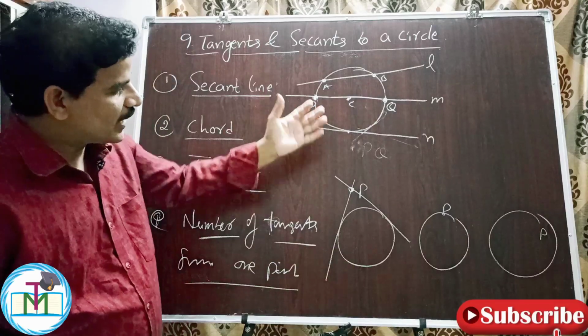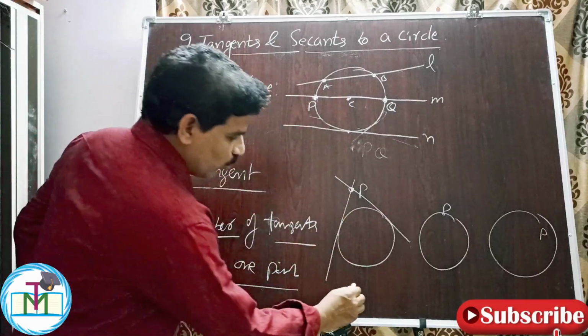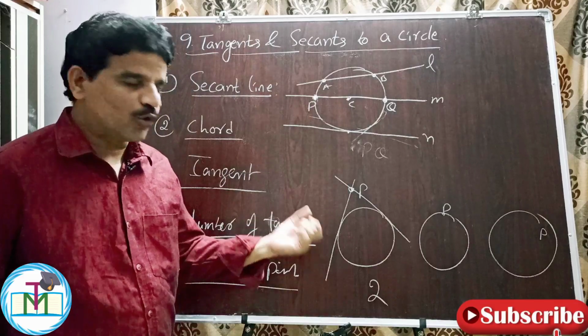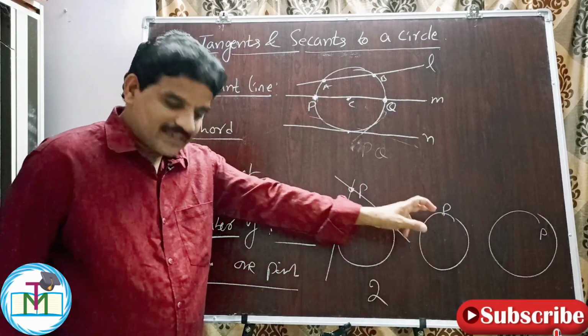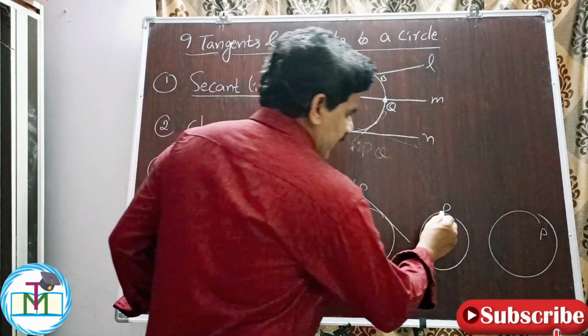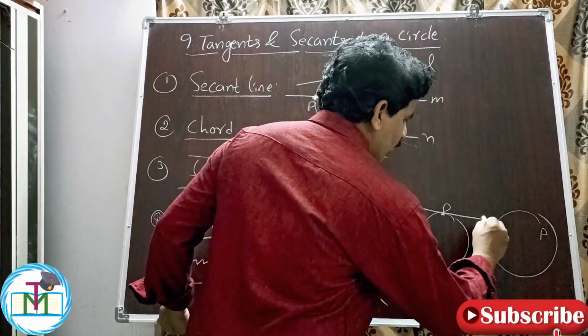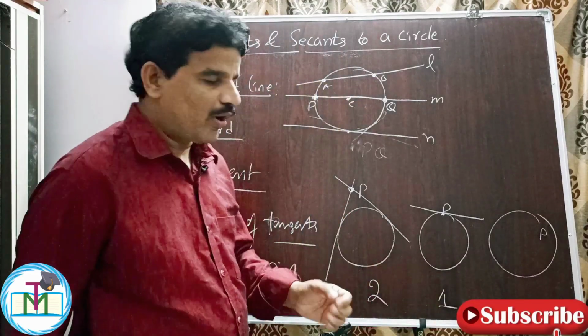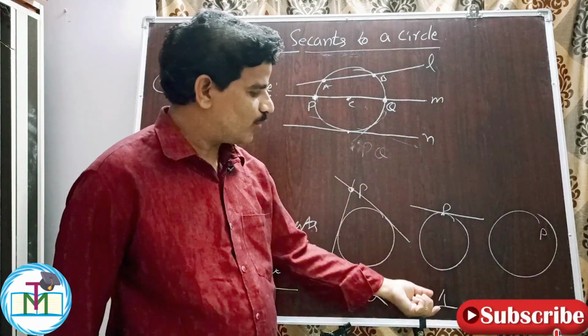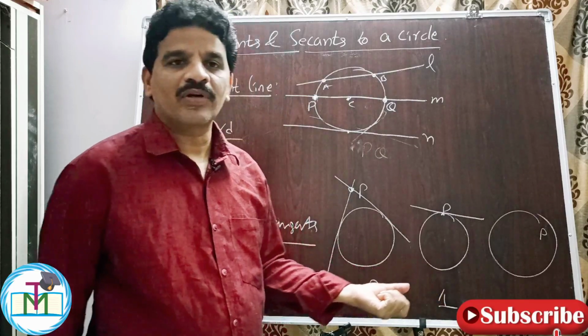Therefore, from an outside point P, I can draw only 2 tangents to the circle. Whenever P lies on the circle, I can draw one and only one tangent at this point. So whenever the point lies on the circle, we can draw only one tangent.